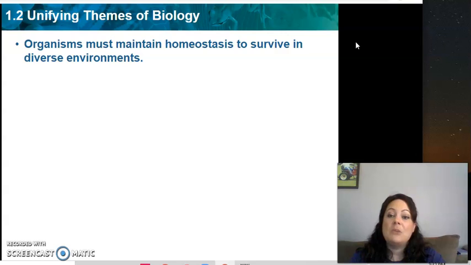Organisms must maintain homeostasis in order to survive in diverse environments. Homeostasis is another one of those big concepts in biology. It just means the state in which the internal conditions are staying the same despite external conditions changing.